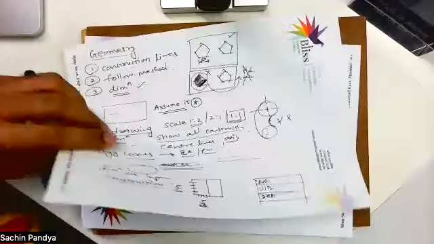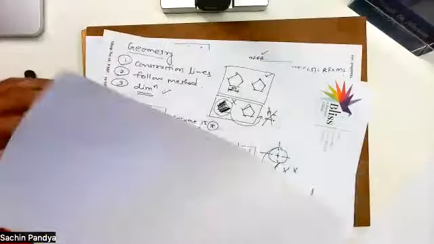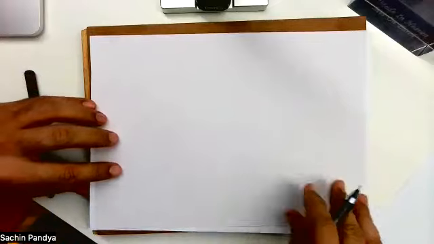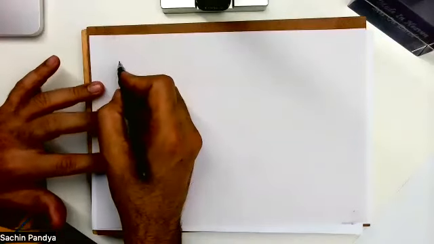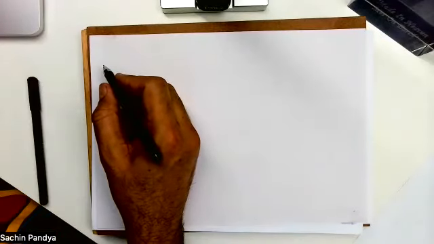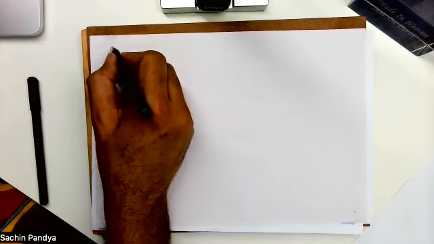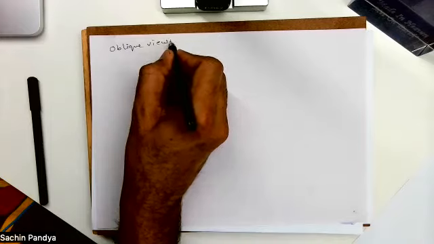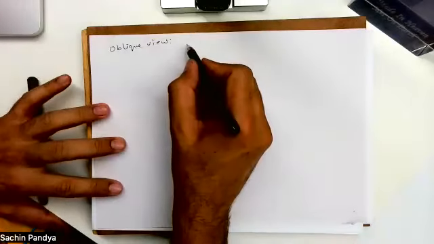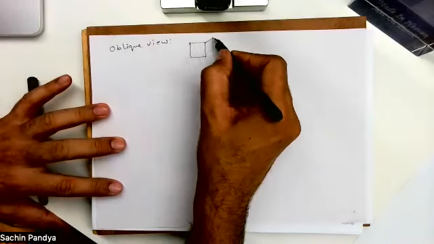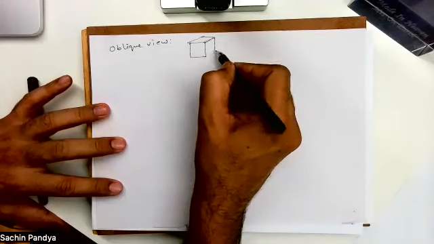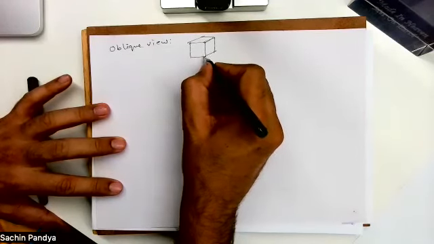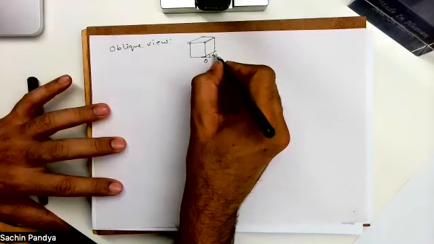Then, oblique view. So what is important in oblique view? Box is important. They should be able to see your box. It should be light, but it should be visible. Origin is visible and this receding axis.